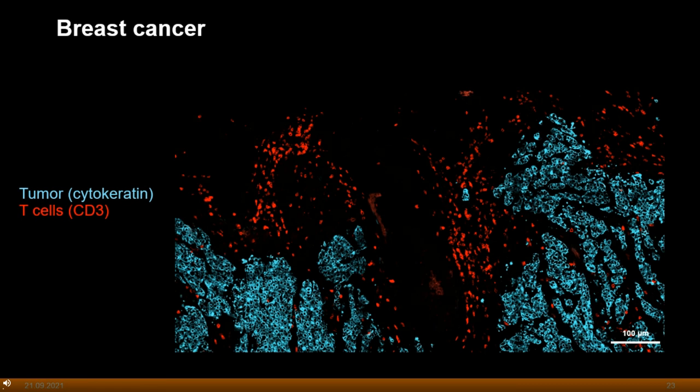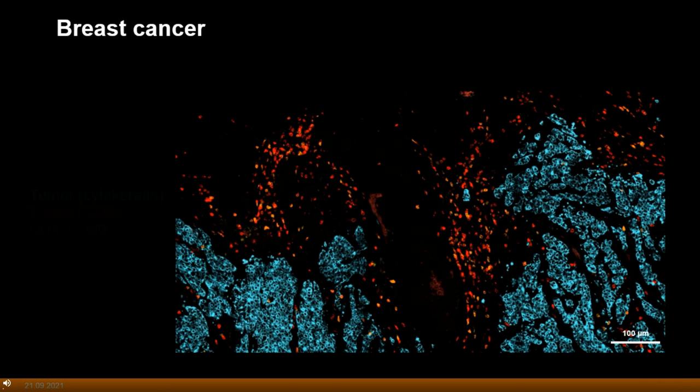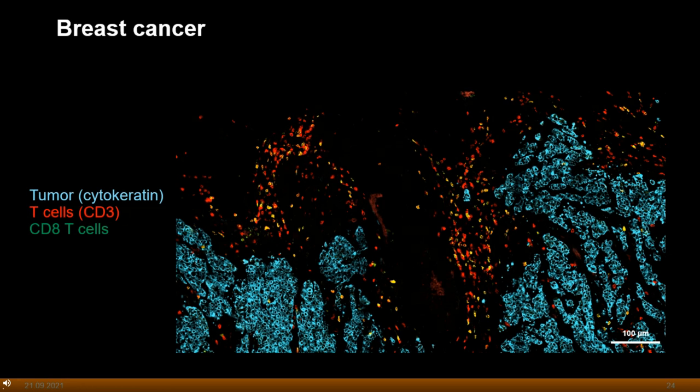Here we detected T cell signal in red, however, mostly distributed outside the tumor. But we also observe some relatively few T cells close to the tumor. In this image, we observe that some of the T cells are actually CD8 positive T cells, overlay signal in yellow.